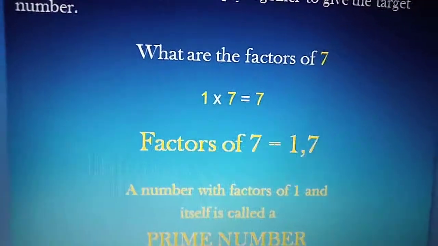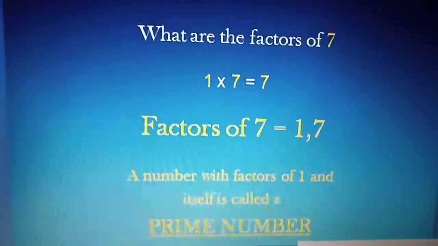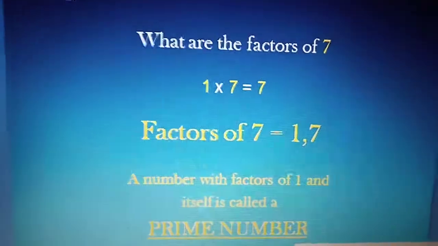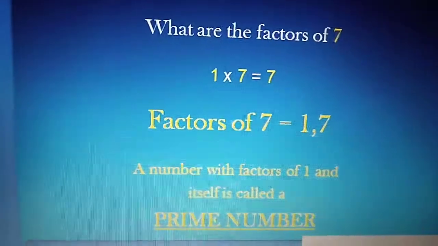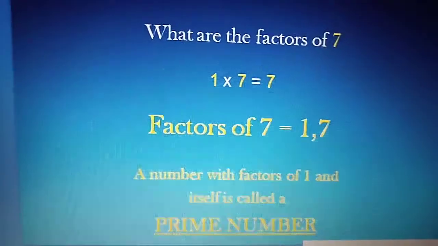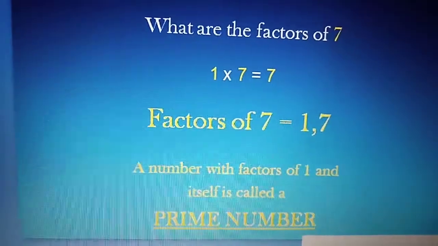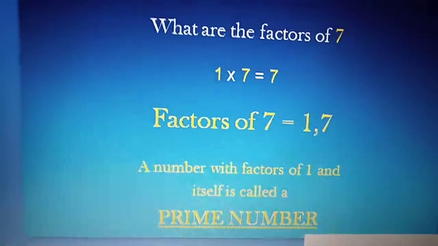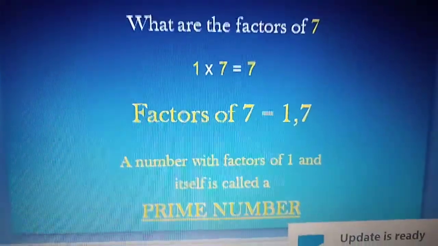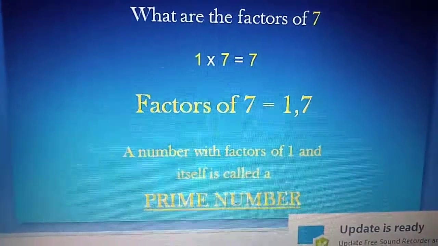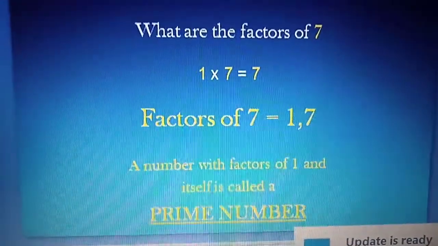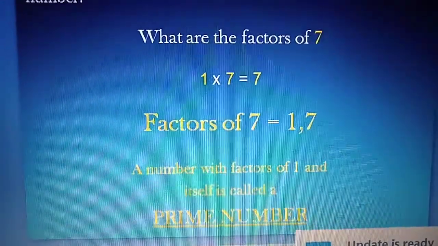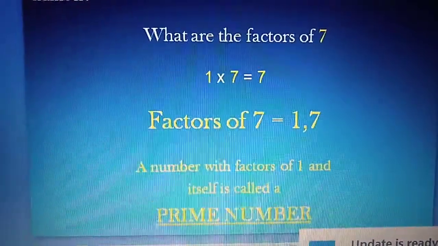Now let us find the factors of 7. I could find only one pair of numbers. When multiplied, we will get the product as 7. That is 1 and 7. 1 7s are 7 and 7 1s are also 7. Now, the factors of 7 are 1 and 7 only. So, the numbers with only 2 factors are called prime numbers.